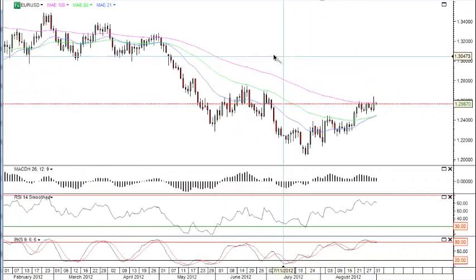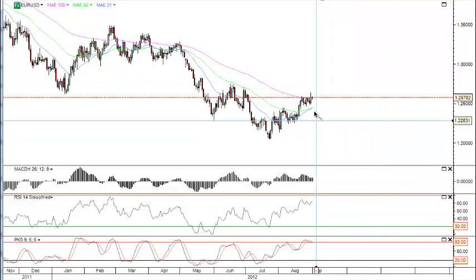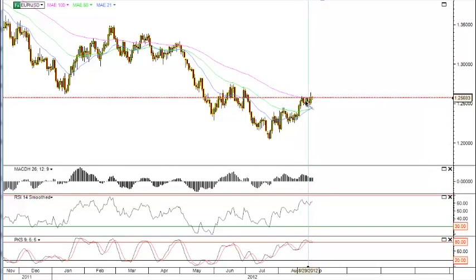Let's zoom in further and take a look at the daily chart. Now you can see this is looking a lot more bullish. All three indicators are looking very bullish. Price action is above almost all three averages. It's just been struggling with this 100 exponential on the daily, and it looks like it's going to break through there and head a lot higher.